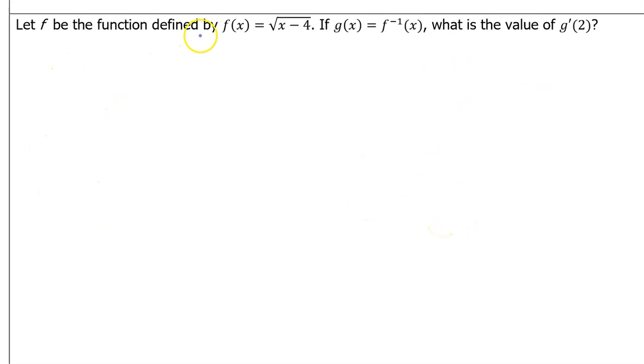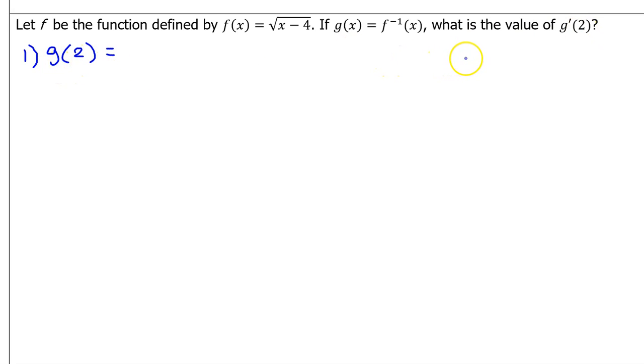Let f be the function defined by f of x equals the square root of x minus 4. If g of x is the inverse of f, what is the value of g prime at 2, the derivative of the inverse at a point? So it's going to be the 3-step process again. Step 1 is to take away the prime and find g at 2, the inverse at 2.